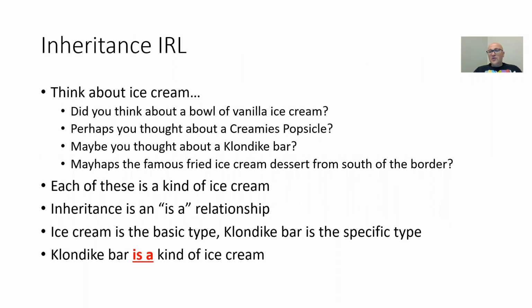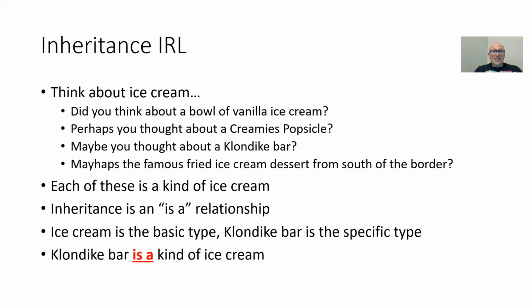Okay, let's think about inheritance in real life. First off, one principle is that inheritance is an "is a" relationship. So you could say that a golden retriever is a dog. You could say that a pit bull is a dog, right? A golden retriever and a pit bull both share the properties of a dog, and so they have an "is a" relationship.